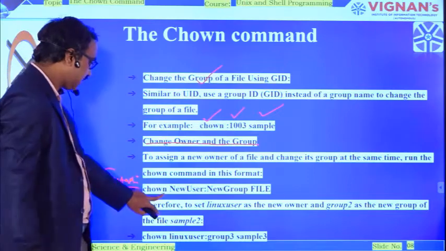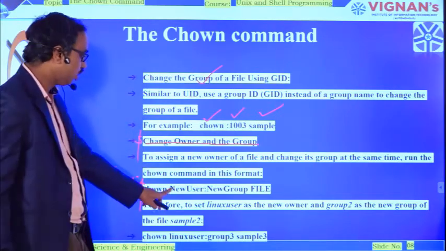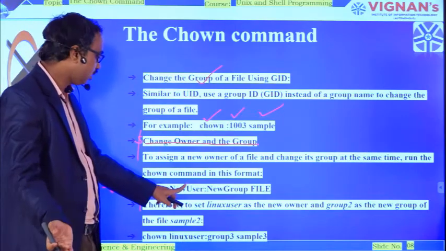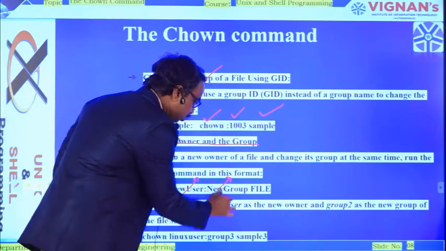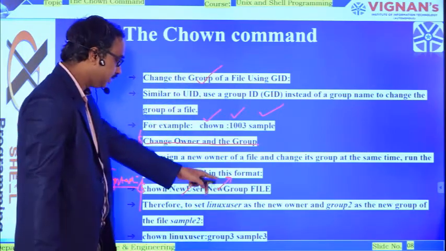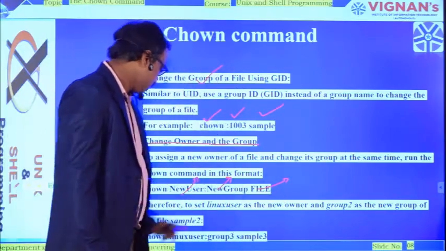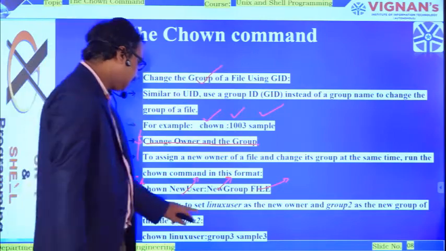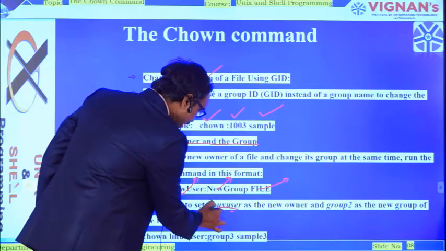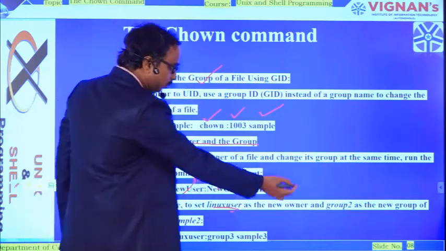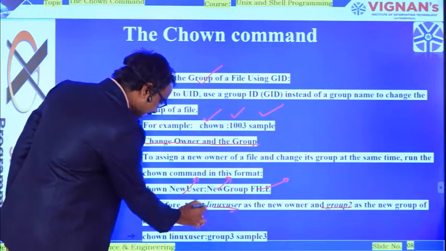The syntax starts with chown. By default, in front of that we have to add $chown. Whatever new user you want to apply has to be mentioned, and then whatever new group you want to appear has to be typed here, and then as usual you have to mention the file name here. Therefore it will set the Linux user as the new owner. The new user we have taken as Linux user, and group2 as the new group of the file. The file name I have taken as sample2.